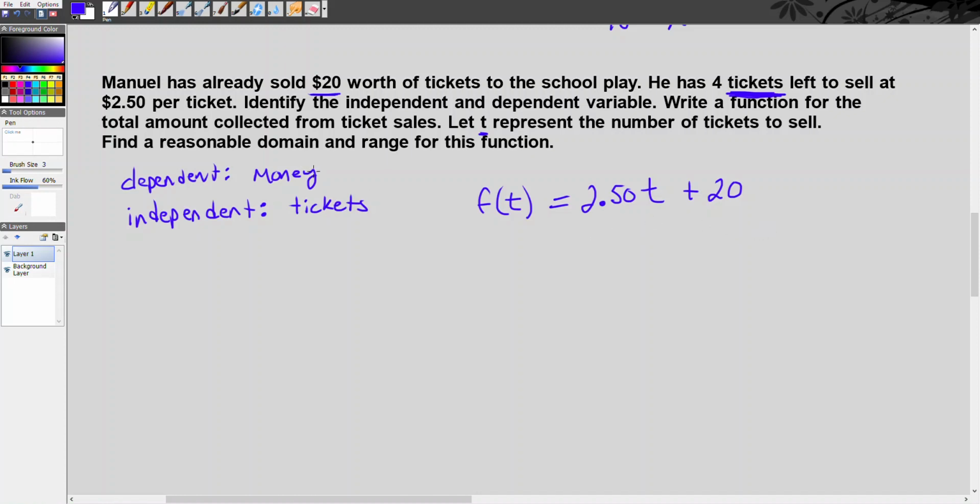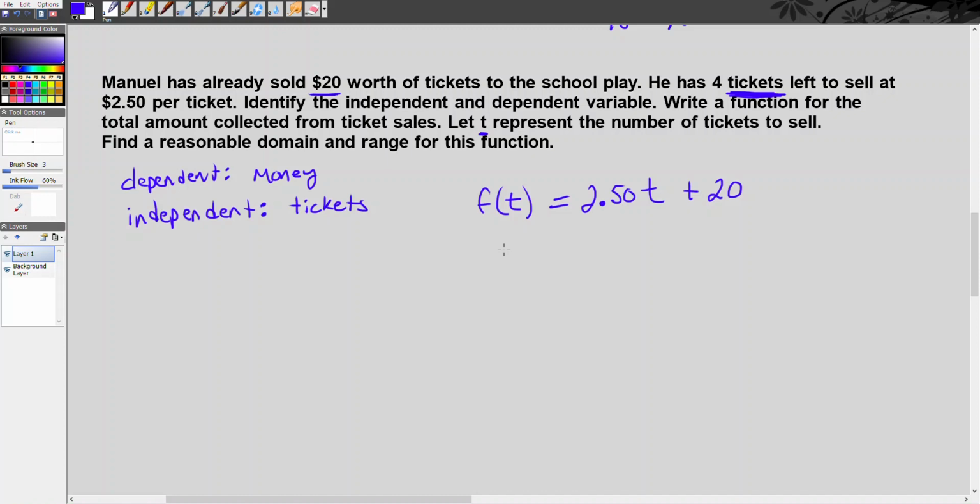Now, the next part, find a reasonable domain and range for this function. So think about what is reasonable to make sense here. We've talked about this. Is it possible for Manuel to sell a negative number of tickets? No, that's impossible. Can you sell half a ticket? Well, I guess you could sell half a ticket, but can anyone do anything with half a ticket? No. So, can he sell 0 tickets? Sure. He has $20 already. What if no one else wants to buy a ticket?